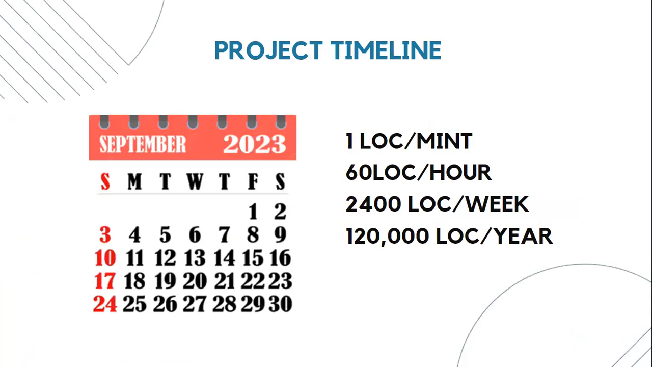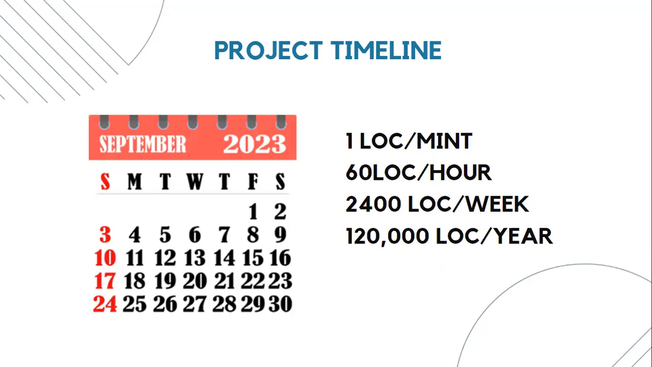So let's think about schedule for the moment. If I can write one line of code per minute, then I will write 60 lines of code per hour, and on average there are 40 working hours in a week. If I multiply it by 40, I will get 2400 source lines of code per week, and on average there are 50 weeks in a year. And I can write 120,000 lines of code per year. Overall, one software engineer can write 120,000 source lines of code per year.